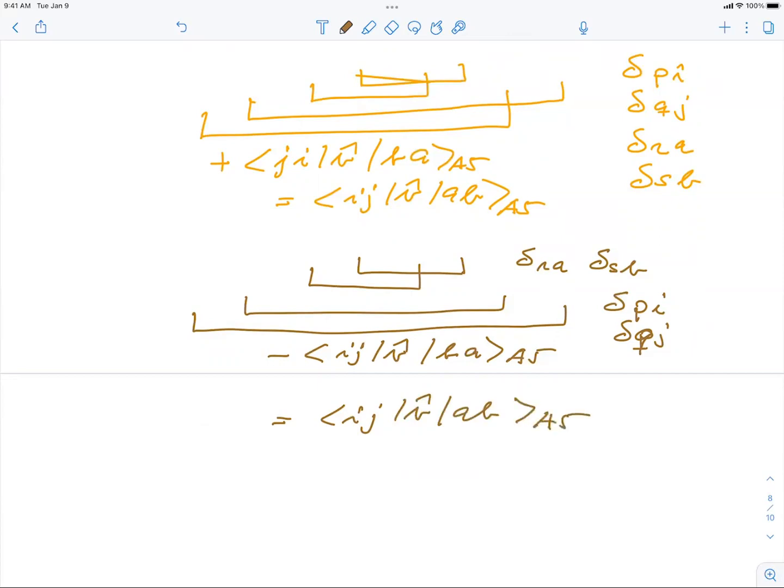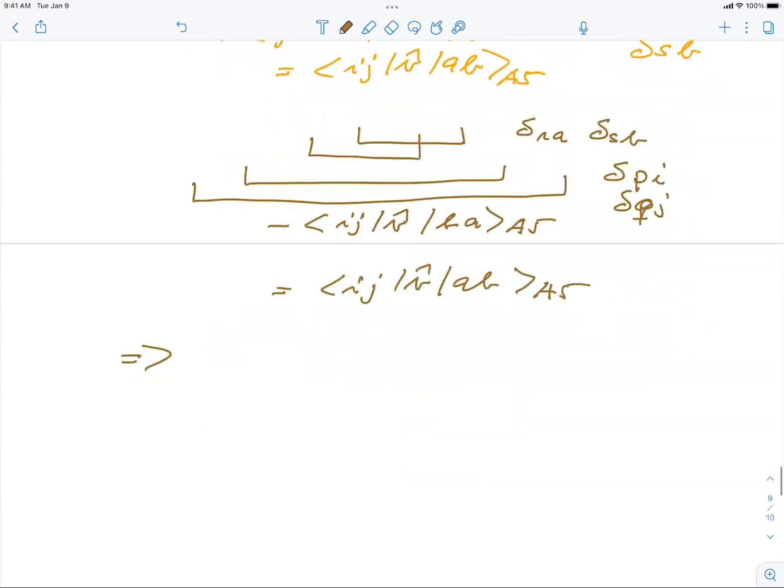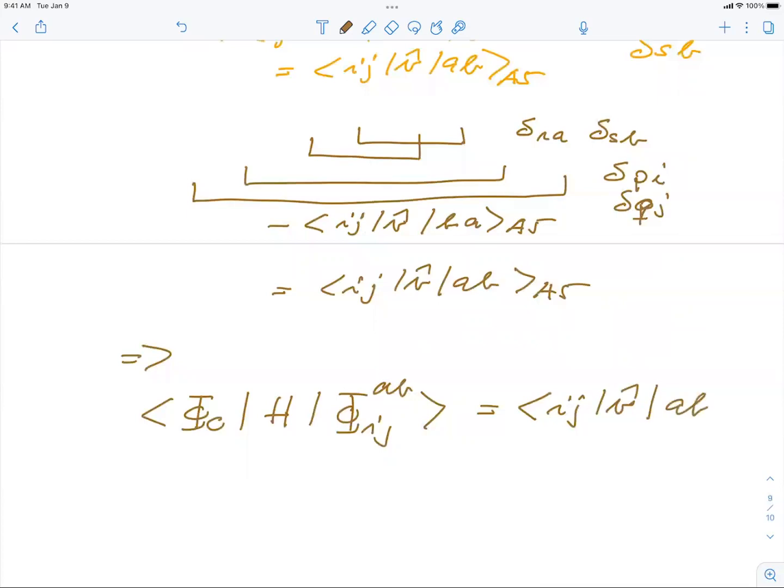And these are the only matrix elements which actually contribute, which are non-zero. So when I collect everything, this is simply going to give me the following contribution. Phi 0 of H goes to phi IJ AB is simply going to be given by this matrix element, anti-symmetrized.